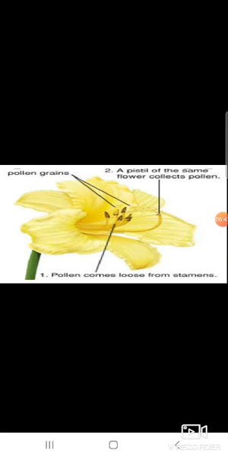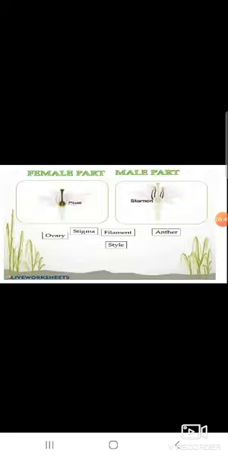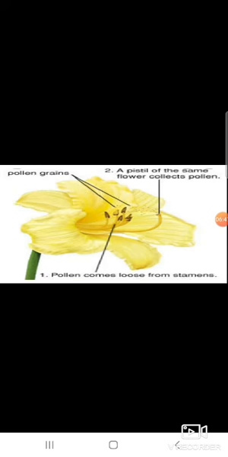Okay, then only self pollination and cross pollination. Pollen grains are inside parts of the anther, and pollen comes loose from the stamens. The pistil of the same flower collects the pollen. Then only self pollination and cross pollination.